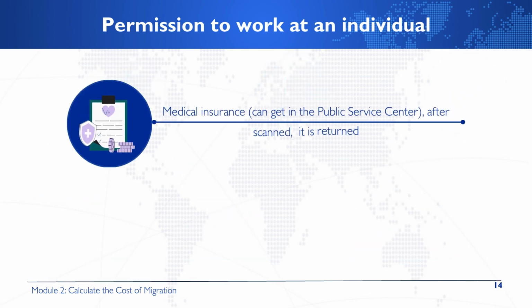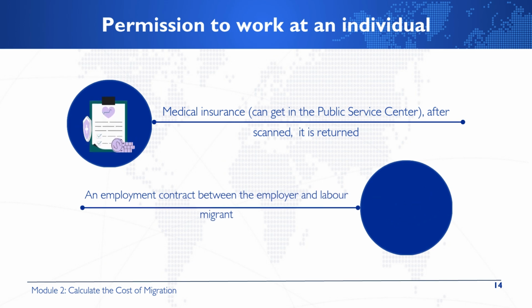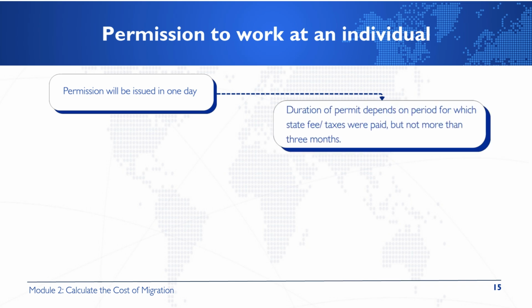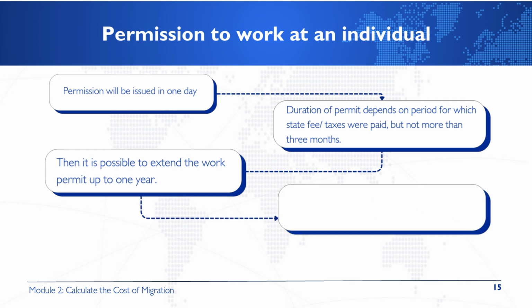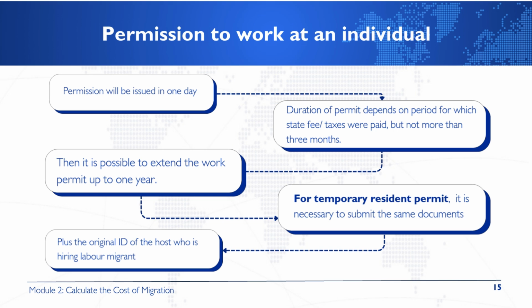The permit will be issued in 1 day. The duration of the permit depends on the period for which state fee taxes were paid, but not more than 3 months. Then it is possible to extend the work permit up to 1 year. For a temporary resident permit, the same documents are necessary, plus the original ID of the host who is hiring the labor migrant.